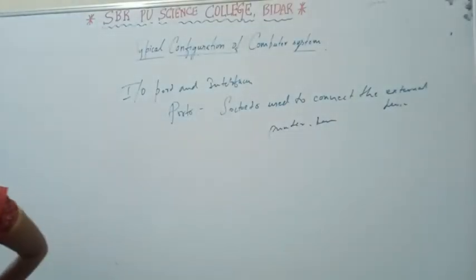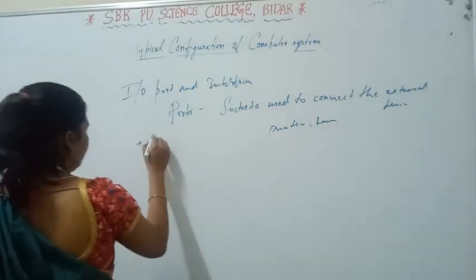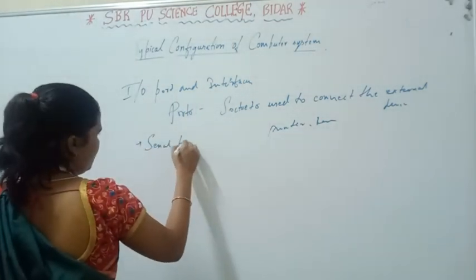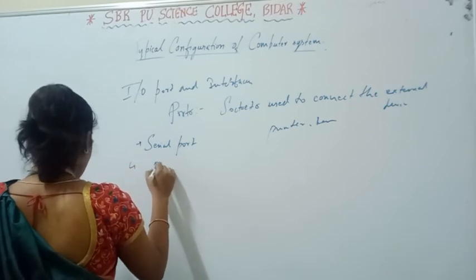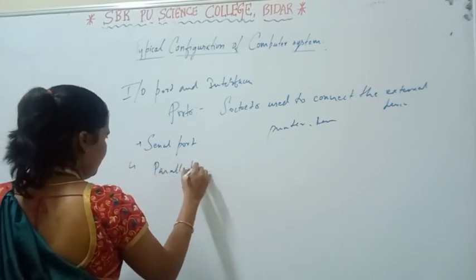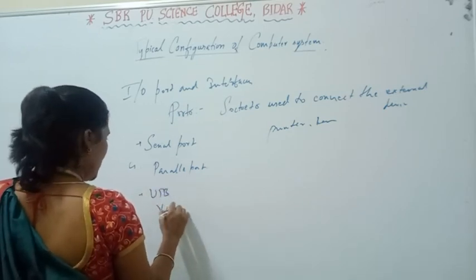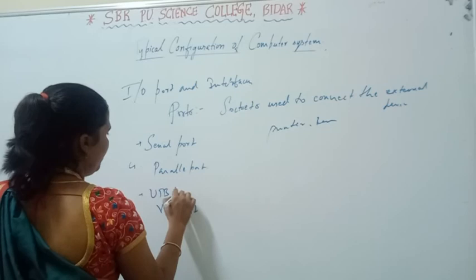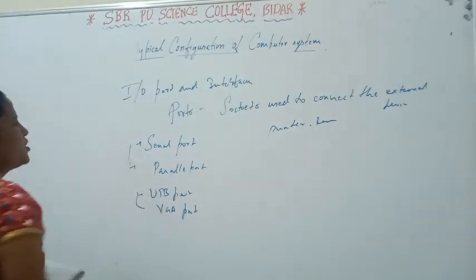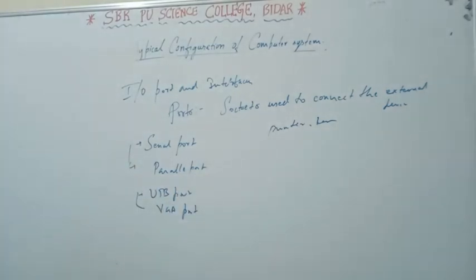Okay. Next, different types of ports are there. The first one is the serial port. Next, a parallel port, USB and VGA port. So basically four types of ports are present: serial port, parallel port, USB port and VGA port. Okay.